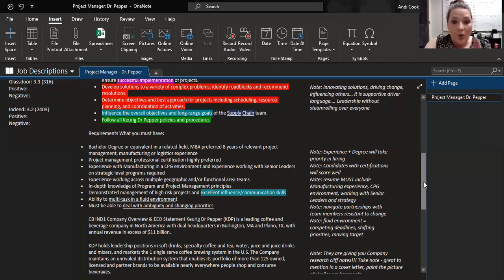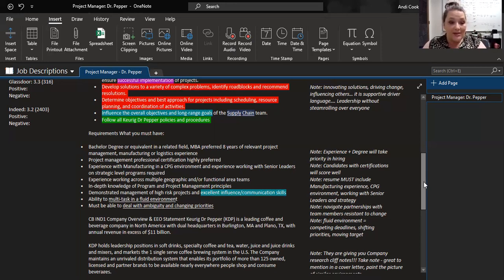Experience in manufacturing is going to be absolutely required. And then notate, it says, working with senior leaders on strategic level programs is going to be required. Again, so you've got this data-driven leader who can get along with people and isn't going to completely rock the boat. So things like, if you came in and say that I am a change agent, that may or may not be received well. If you say I'm a disruptor, chances are they're going to see you as a risk here. So if you have in-depth knowledge of program and project management principles, that needs to be reflected on your resume.